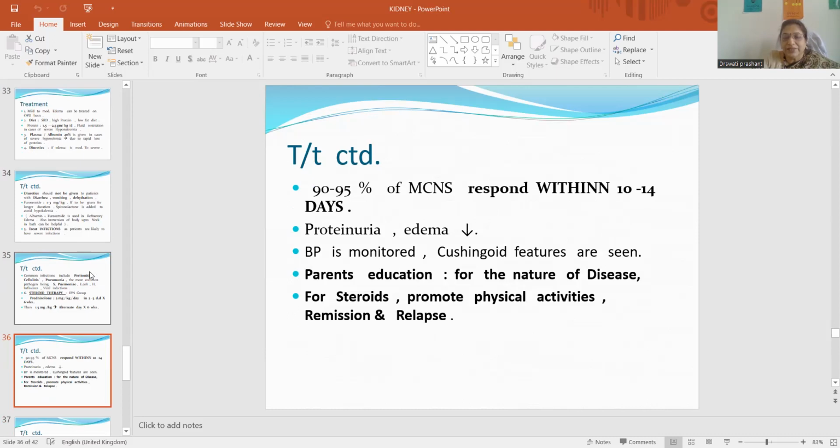Proteinuria and edema will decrease, blood pressure is monitored, and Cushingoid features will be seen. Parents should be educated about the nature of the disease, the treatment of the disease, and the side effects of the treatment, like steroid side effects, and should be counseled. Promote physical activities, and remission and relapses should be explained.